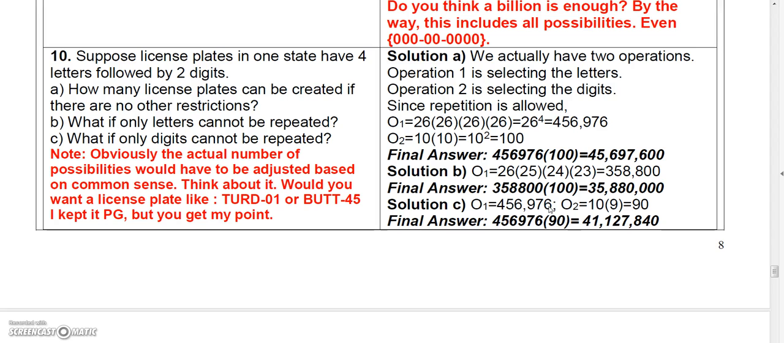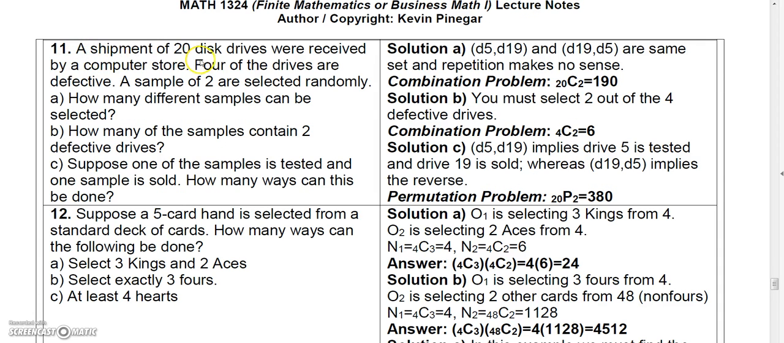And since the digits cannot be repeated, there would be 10 ways to choose the first digit, 9 ways to choose the second digit, which is 90. And then multiply those two together, and you get 41,127,840. This one says a shipment of 20 disk drives were received by a computer store.